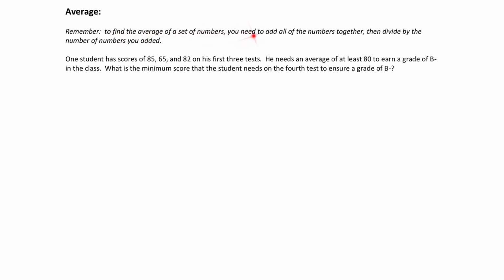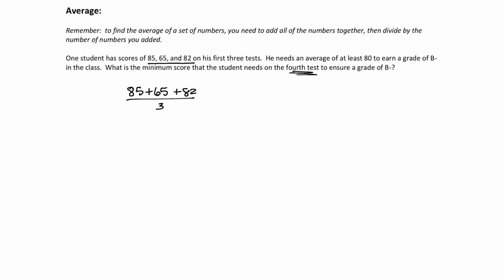Okay, average. To find the average, you add all of the numbers together and then divide by the number of numbers you added. Okay, so if I were to find the average of these 3, I would just add all 3 of them and divide by 3. Okay, that will give you your current average. It won't help with the fourth exam, but this will give you your current average. Okay, so let's work it into the fourth exam as well.